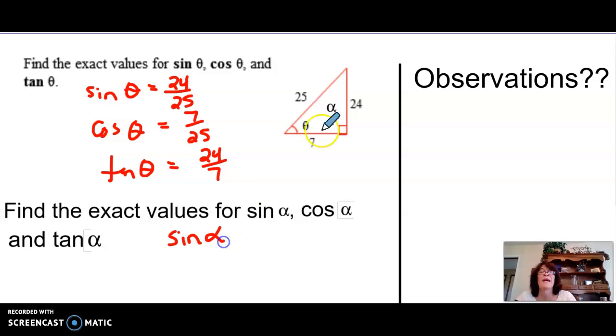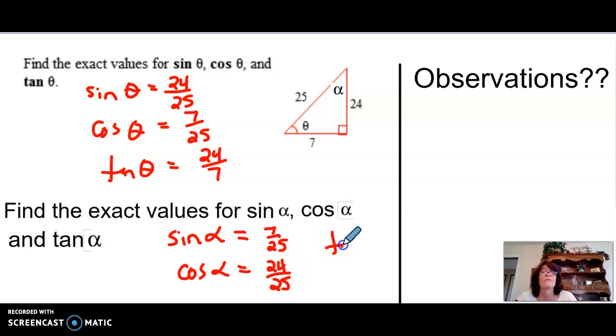If I go to my alpha angle, then my orientation is a little different. In reference to alpha, the opposite side is 7. So the sine of alpha is 7 over 25. The cosine of alpha, when I'm talking about this angle, the adjacent side is 24. So that's 24 over 25. And the tangent of alpha is opposite over adjacent, so that would be 7 over 24.